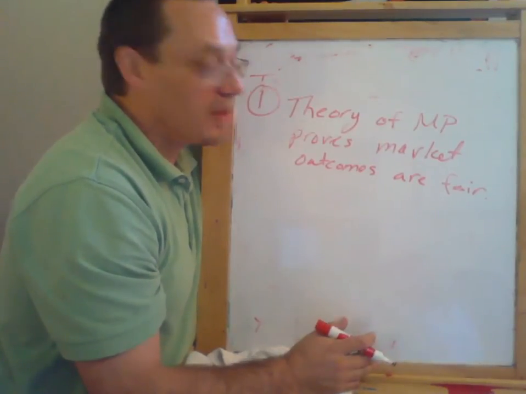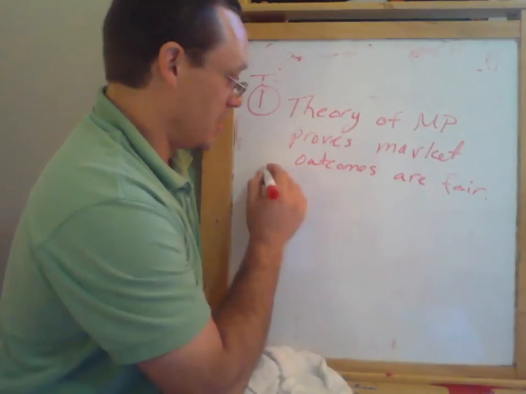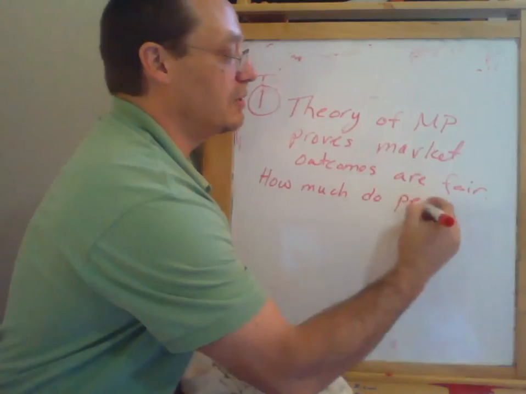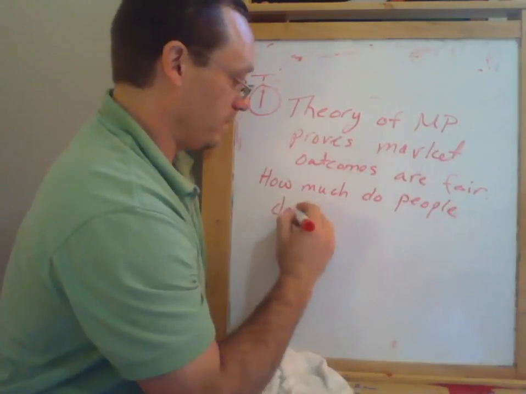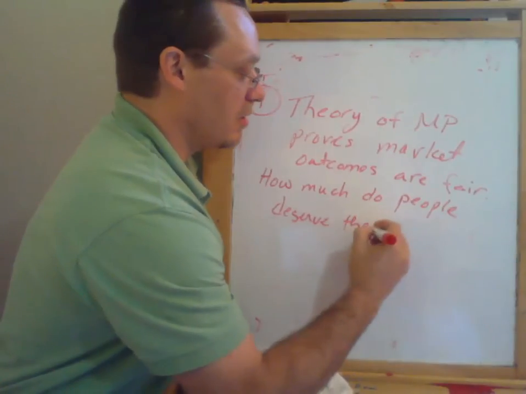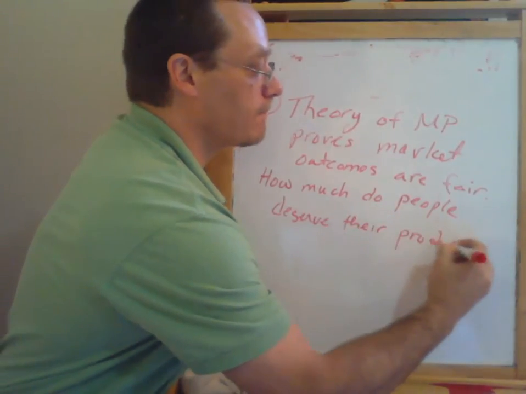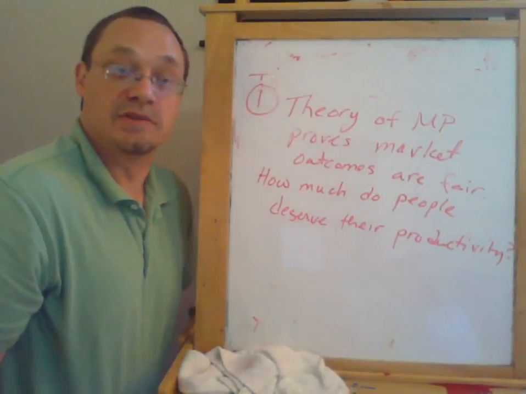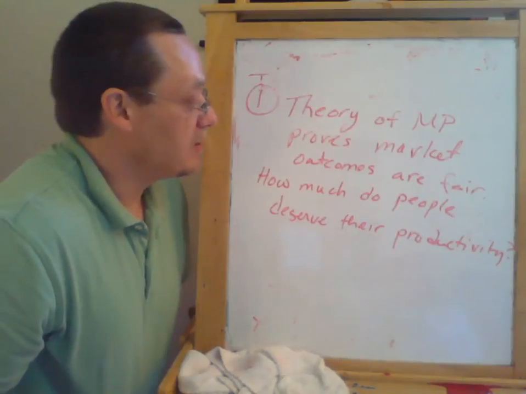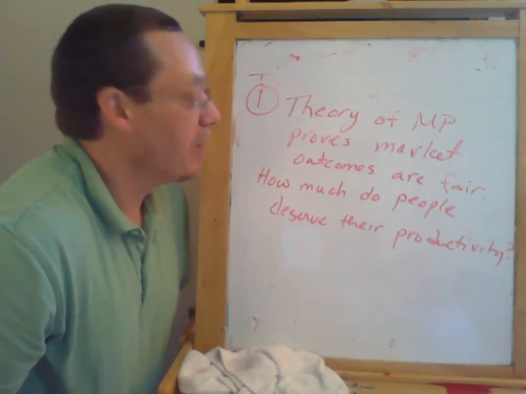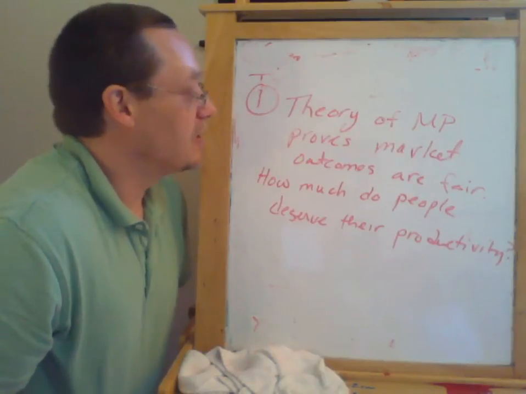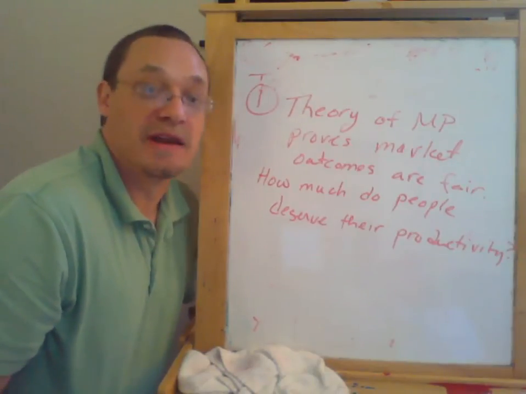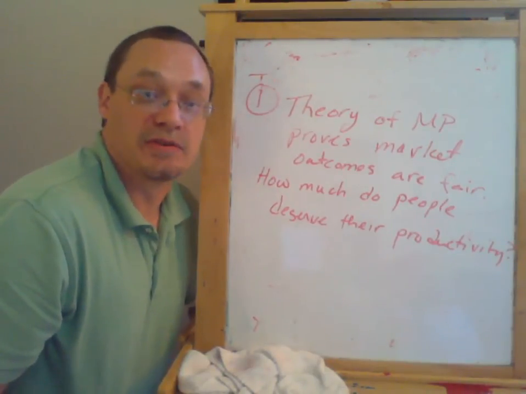Maybe that's true, but then a question would arise: how much do people deserve their productivity? People's productivity comes from lots and lots of sources. It may come from having a good education and so on and so forth. It may come from having natural gifts. If people receive their natural gifts or their high levels of education through either genetic or social inheritance, how much do they deserve that or not?